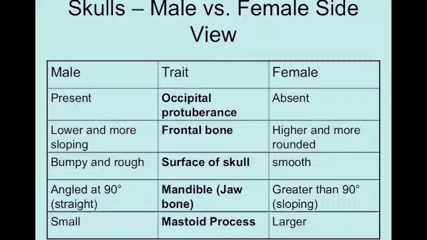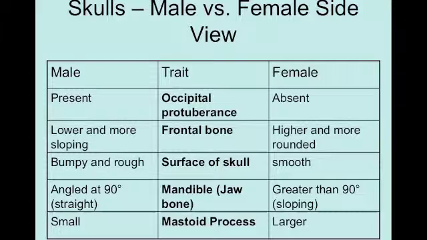Also, if you look at the side of the skull, there's some differences. Towards the back is what we call the occipital bone, and there's a thing that kind of sticks out. If it sticks out a lot, it's male. If it's not there, sticks out just a little bit, it's female. The surface of the skull tends to be bumpier on a male and smoother on a female.